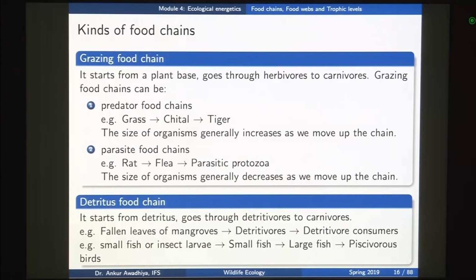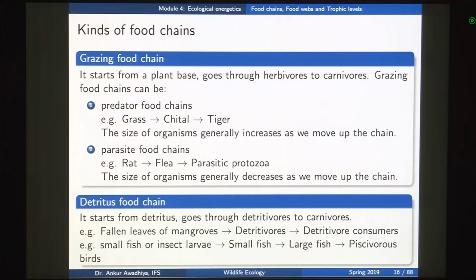Now, when we talk about food chains, there are two kinds of food chains. One is the grazing food chain and the second one is the detritus food chain. The grazing food chain starts from the plant base, so it starts from grazing the plant base. It goes through herbivores to carnivores, and grazing food chains are then further subdivided into predator food chains and parasitic food chains.